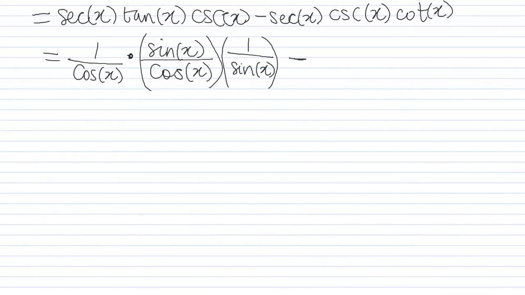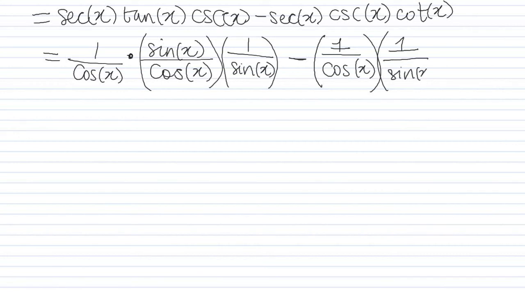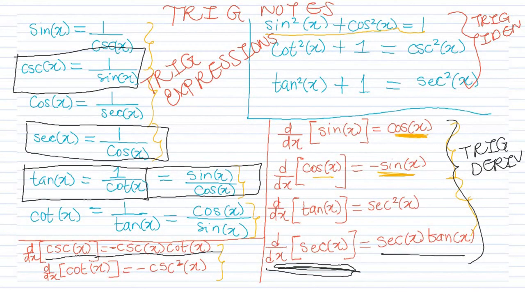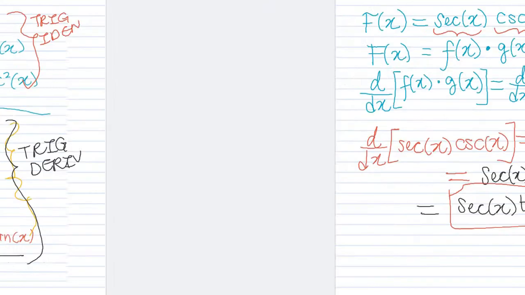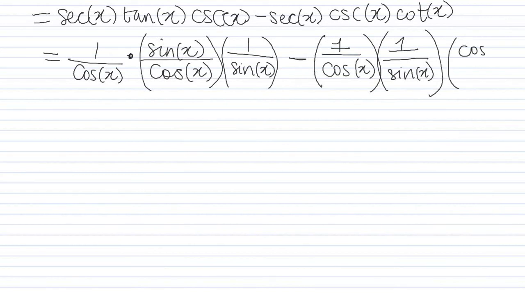Minus, we have secant x. What did we say secant x was again? The same thing as 1 over cosine of x. And then what did we say cosecant x was again? That's 1 over sine of x. Then what is cotangent x? When we go to our trig notes page, we have cotangent as 1 over tangent. But we were trying to get everything in terms of sine and cosine, because it's the easiest way to find what would be helpful to simplify. So cotangent is equal to cosine x over sine x.